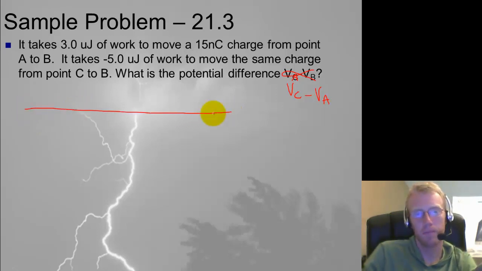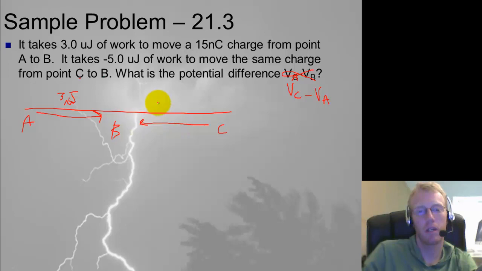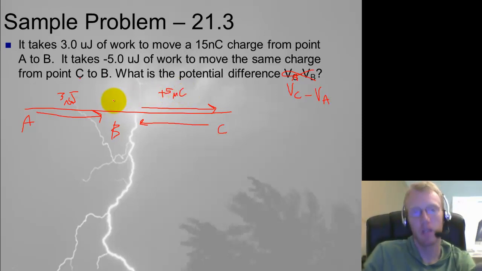Let's draw a little picture. So we've got A, B, C. 3 microjoules of work to move from A to B. So that means B is at a higher voltage than A. And it takes negative 5 microjoules of work to move the same charge from C to B. So going this way was negative 5, which means going this way would be positive 5, right? Does that make sense?